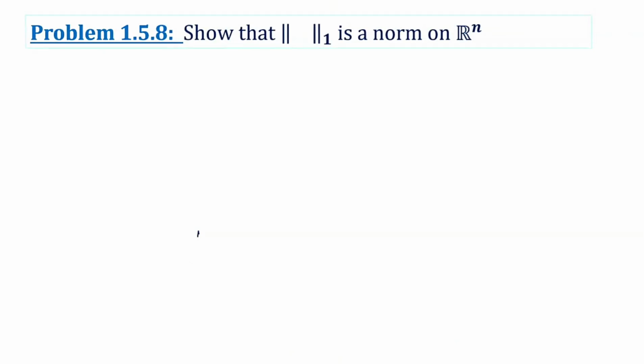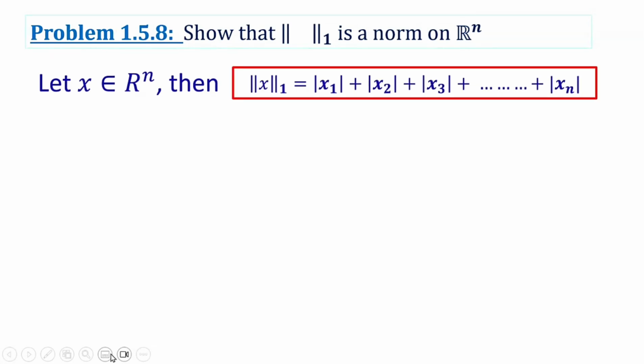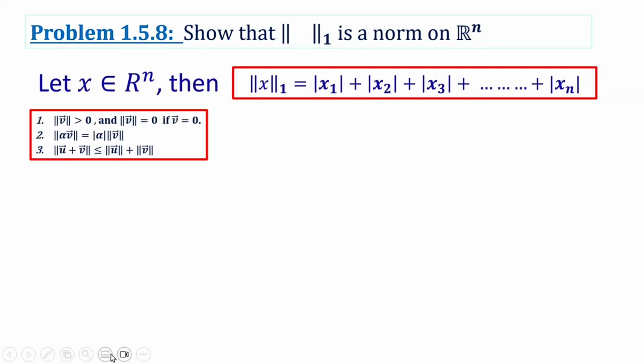In this short lecture, we are going to prove that norm 1 is a norm on Rn. To show that, we consider x belonging to Rn, and then the norm 1 of x is given as the sum of the absolute values of the components of x. To show that this norm 1 is a norm, we have to validate three properties. So let's start with the first one.